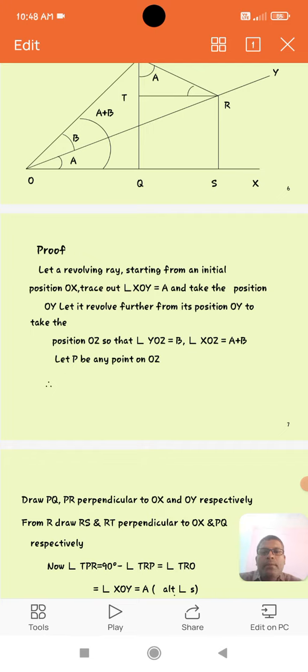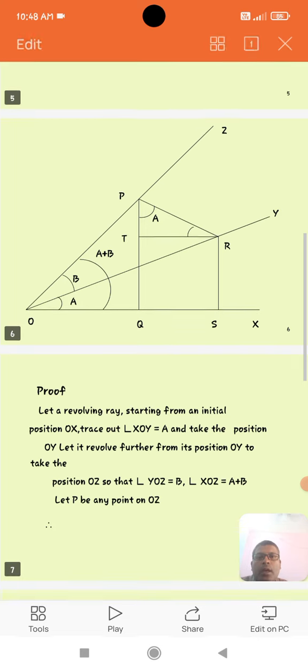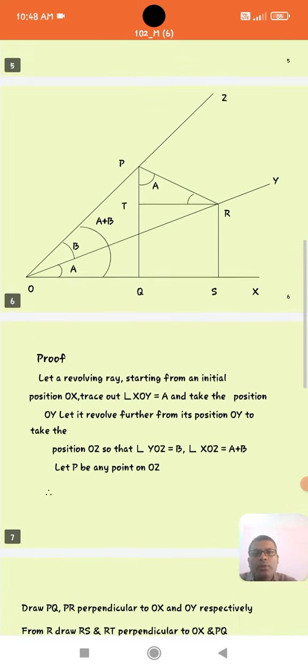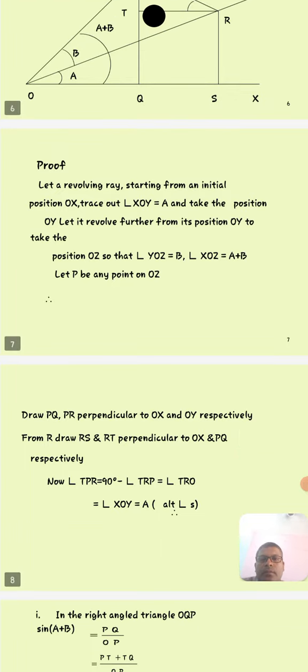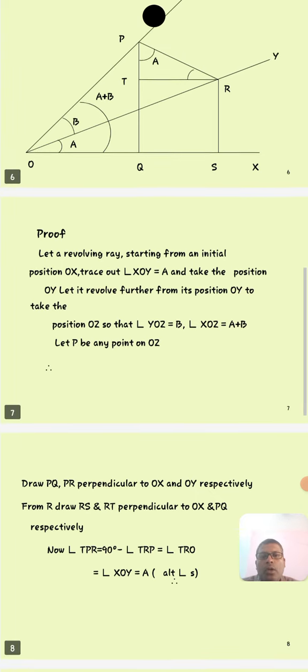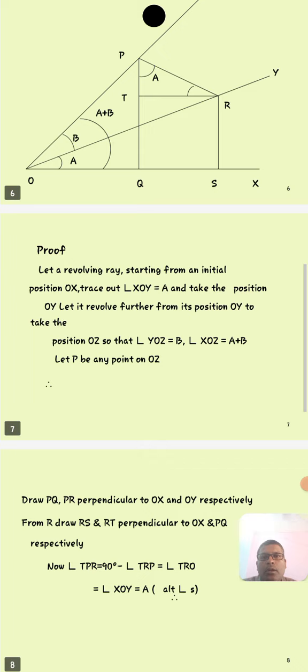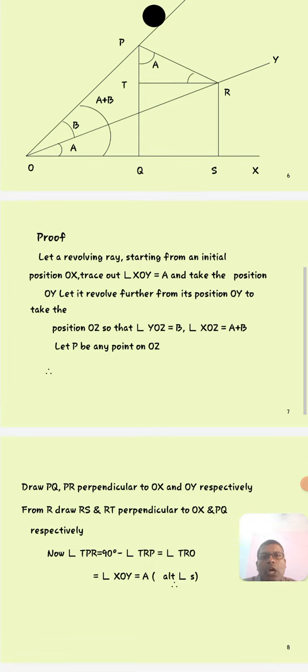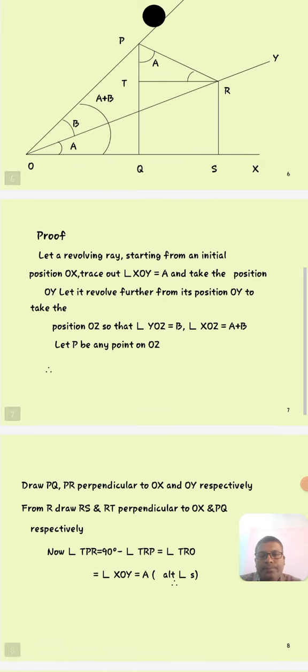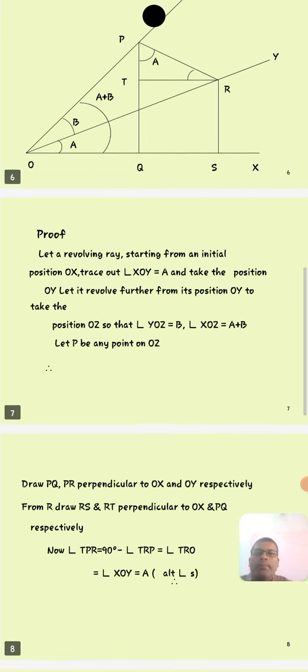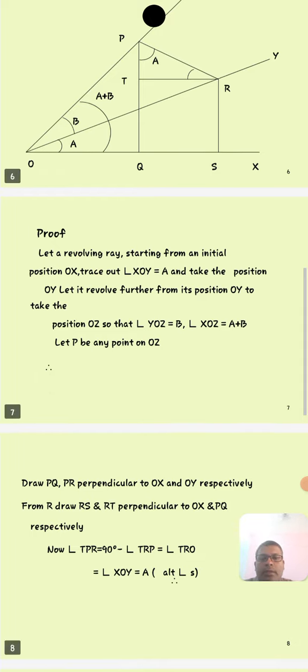Let P be any point on OZ. Are you clear? Therefore, draw PQ and PR perpendicular to OX and OY respectively.